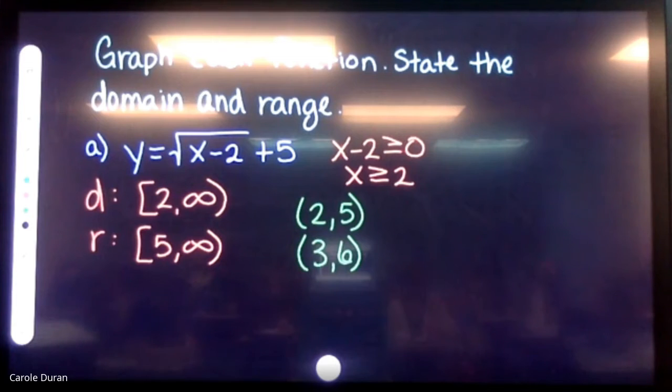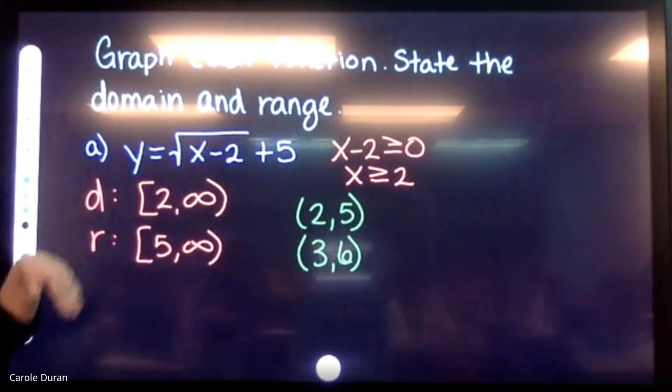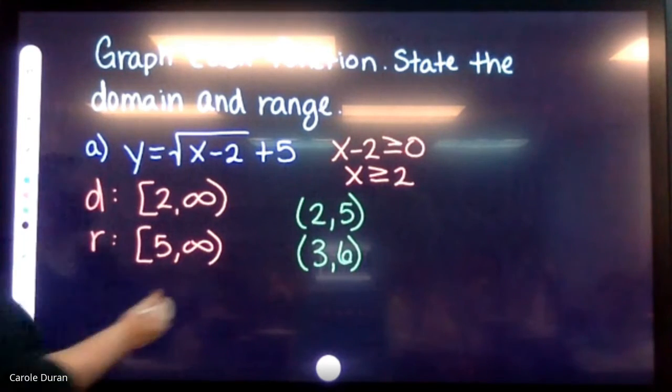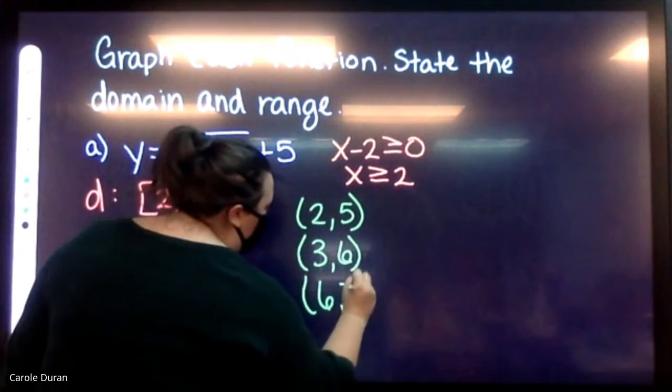And then I need to find 1 more. 6. How'd you come up with 6? 4. What happens if I do 4? I'm going to have 4 minus 2 is 2. What's the square root of 2? Nothing pretty. So I agree with the 6. Because if I do 6 minus 2, I get 4. The square root of 4 is 2, plus 5 is 7. So (6, 7) is my next point.